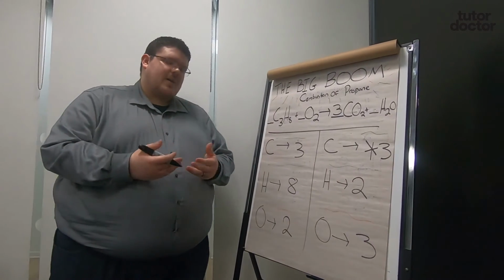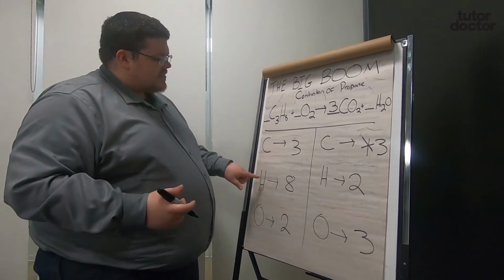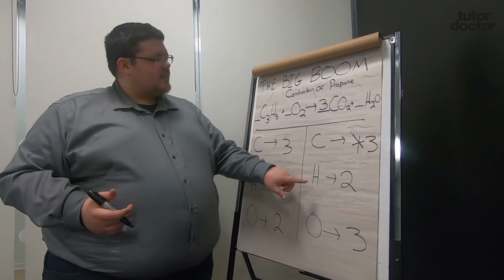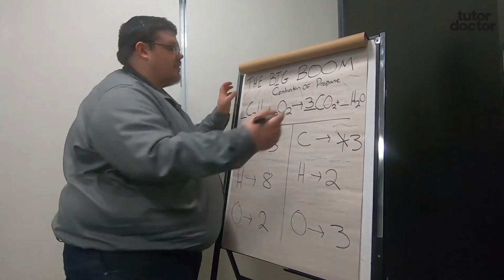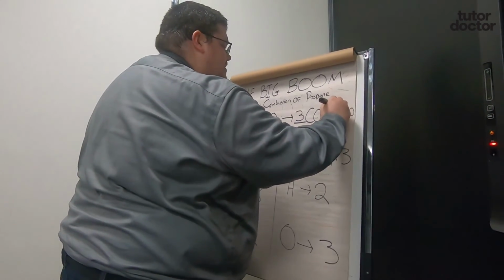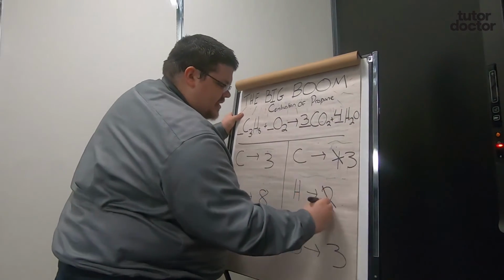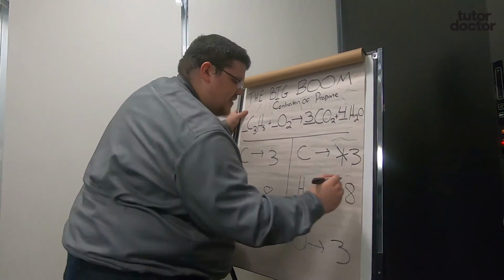The next thing we have to do is balance our hydrogens. On the left side we have 8, and on the right side we have 2. In order to change that, we're going to add a 4 in front of our water on the right hand side, which then changes the hydrogen to 8.